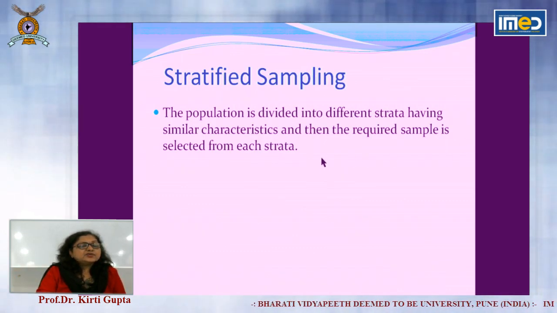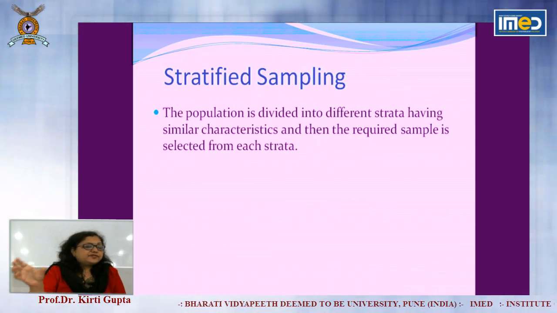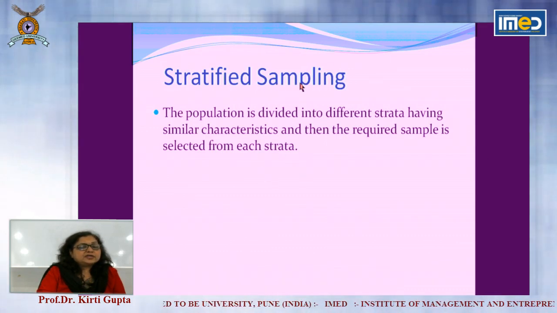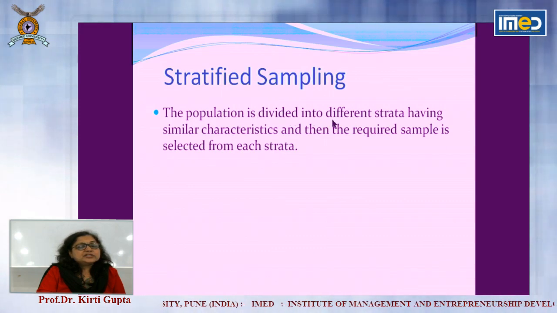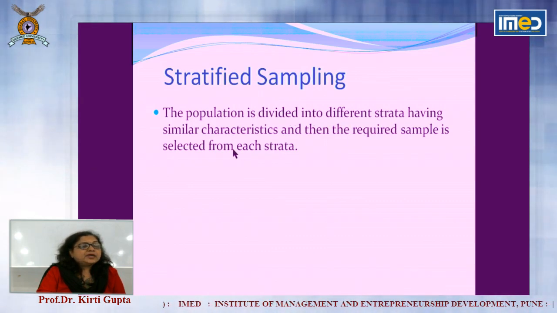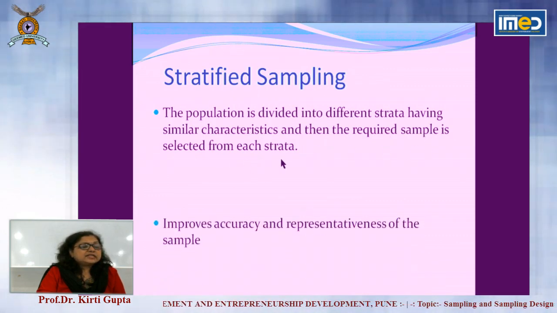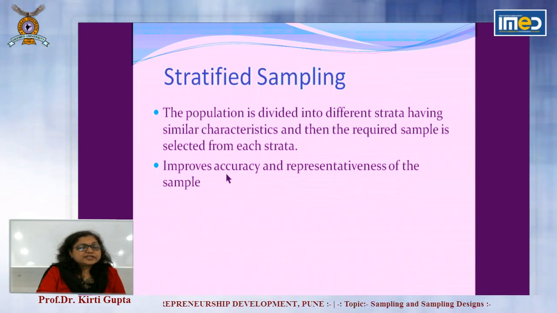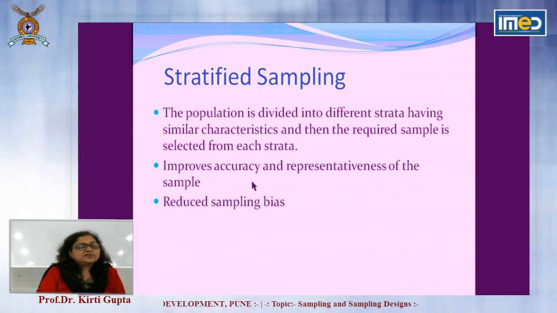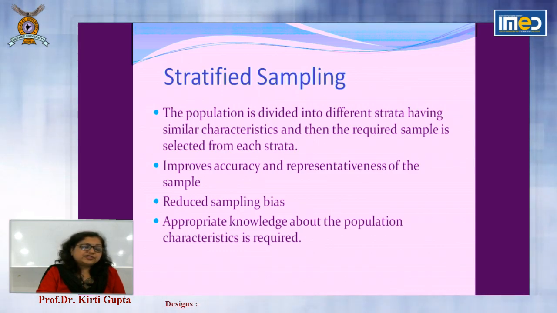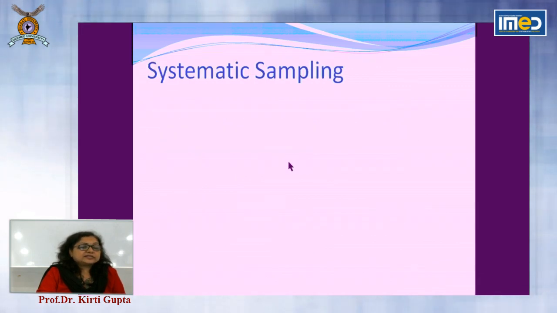In this case, when you see the population is showing some different types of elements which can be grouped together, then we use stratified sampling. In this sampling, the population is divided into different strata having similar characteristics, and then the required sample is selected. This sampling improves accuracy and representativeness of the sample. It reduces the sampling bias or sampling error. And what is required? Naturally, you need appropriate knowledge about the population characteristics.